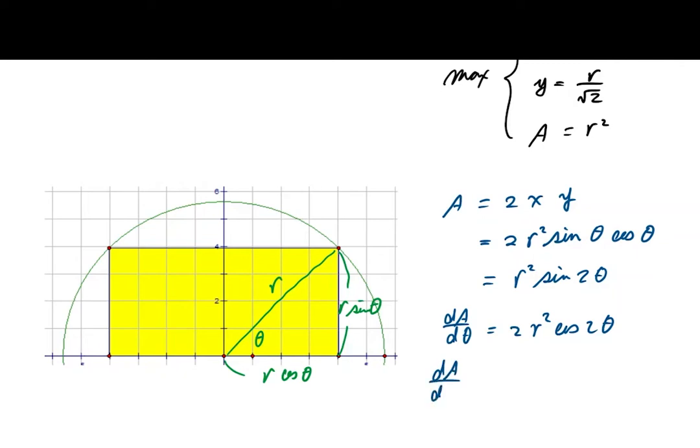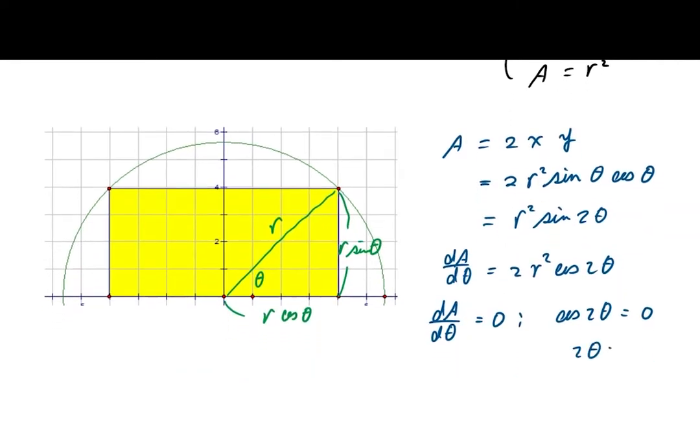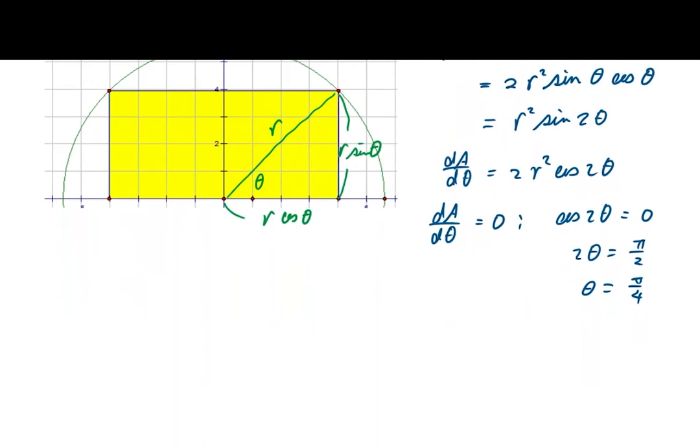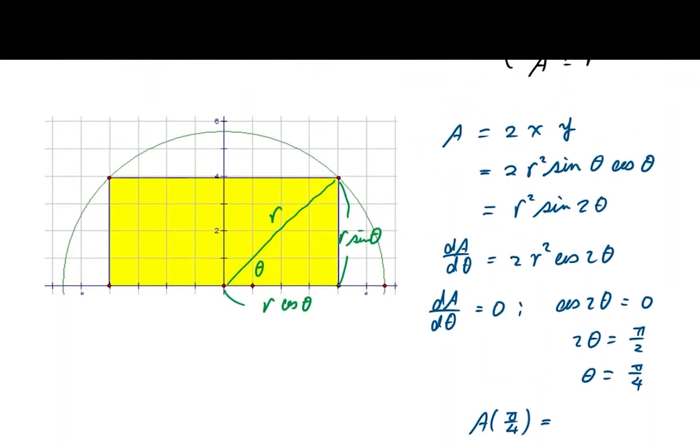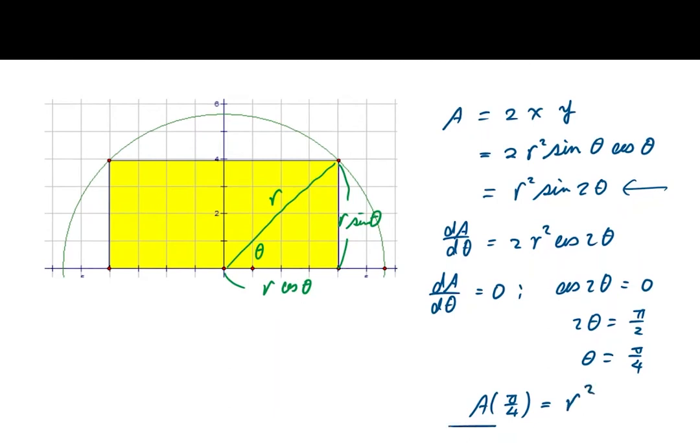Now let's set that to 0. Then what that means is cosine 2 theta is equal to 0. That means 2 theta is equal to 90 degrees. That means theta should be 45 degrees. How about that? That's beautiful now, isn't it? Then our area, of course, when theta is equal to 45 degrees, going back up here, we knew that the maximum value of sine is 1 already, right? But plug it in if you want to, then we get R squared. Same answer, but a lot prettier.